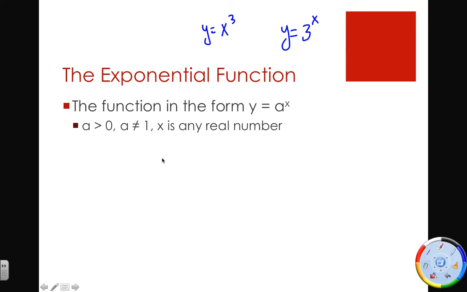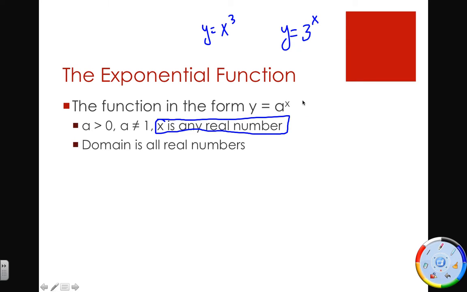So first of all, a has to be bigger than 0, and a cannot equal 1. If a is 1, then it's just a boring function. And a is not negative because it gets weird stuff if a is negative. You can put a negative in front of the a, but a itself is not negative. And then x is any real number, which tells you automatically the domain. That means I can plug anything into this function. There's nothing I can't plug in. So the domain is all real numbers.